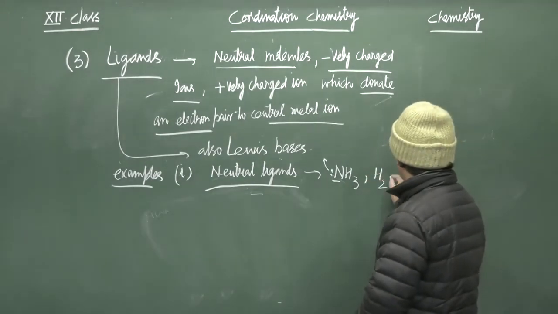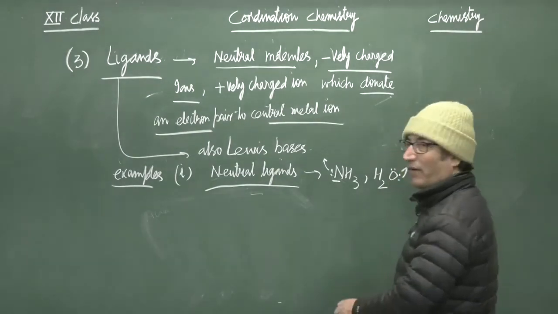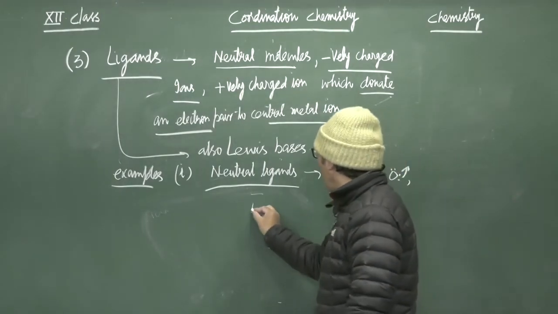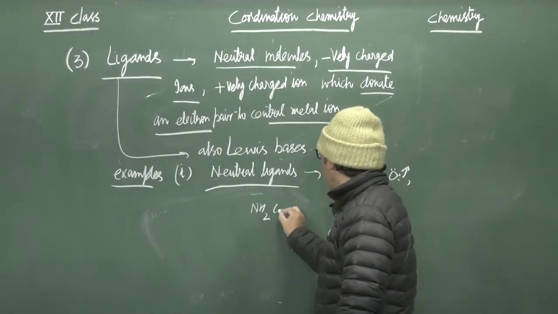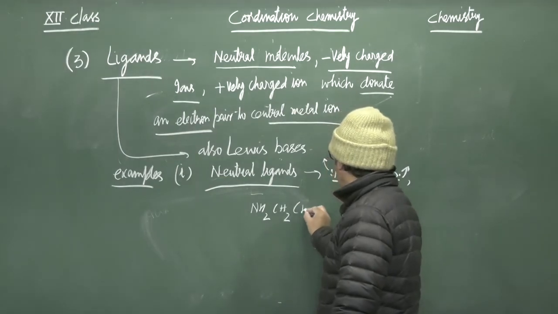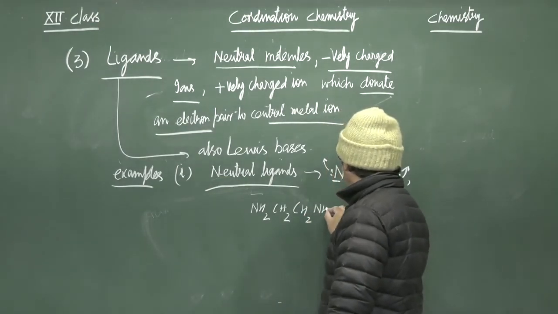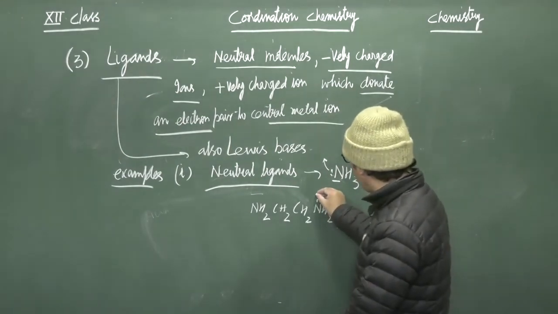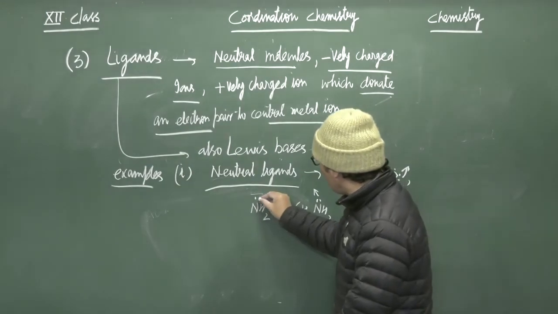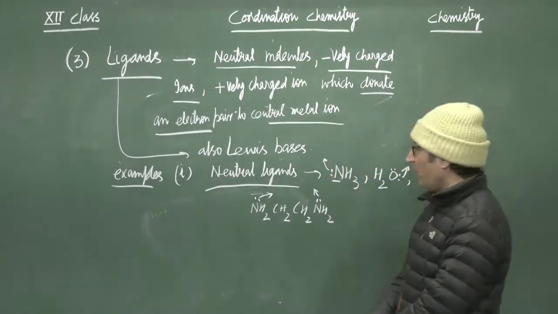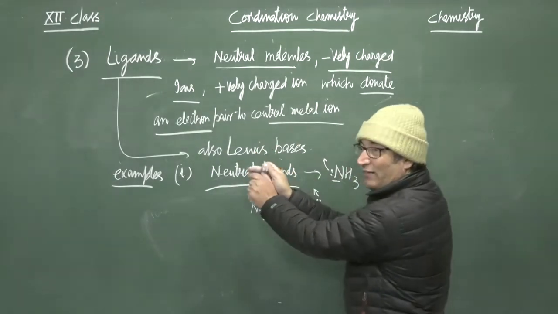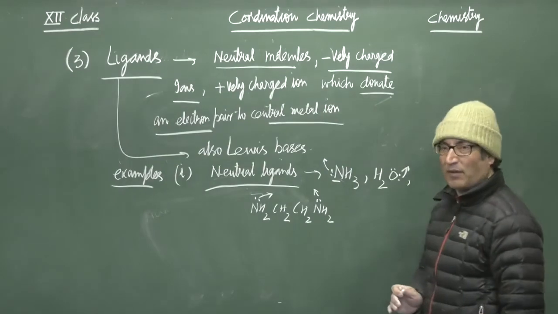In water, oxygen is the donor atom, which has got two lone pairs. It can donate one. It's a neutral molecule. There is a ligand which is NH2CH2CH2NH2. It has got two donor atoms. One is this nitrogen, another is this nitrogen. So two donor atoms. So when it binds to the central metal ion, it simultaneously uses both donor sites or donor atoms to bind with the central metal ion.